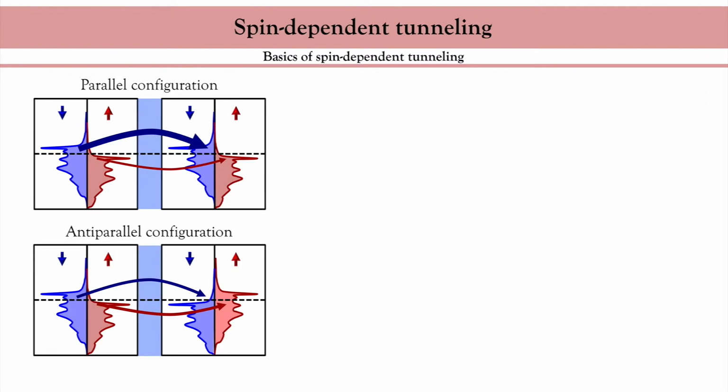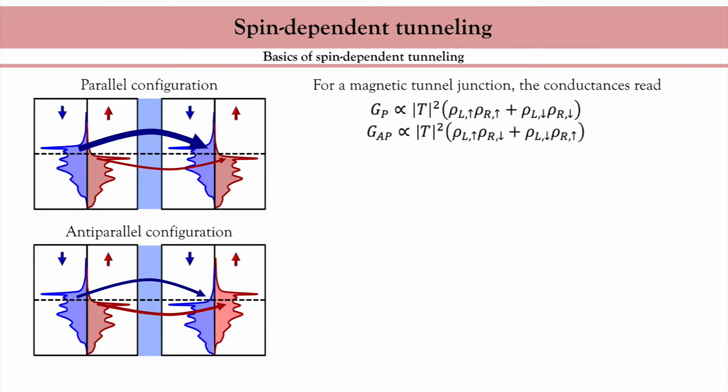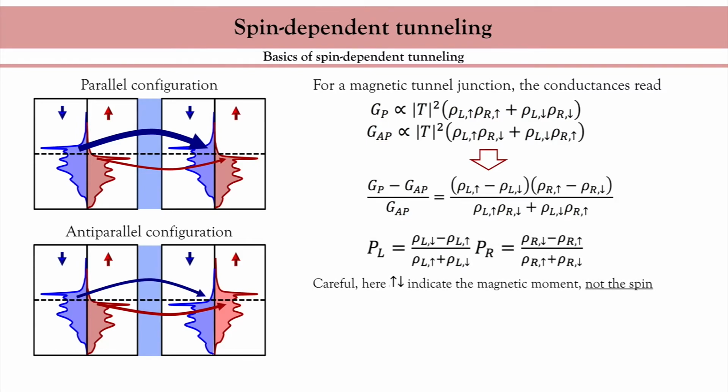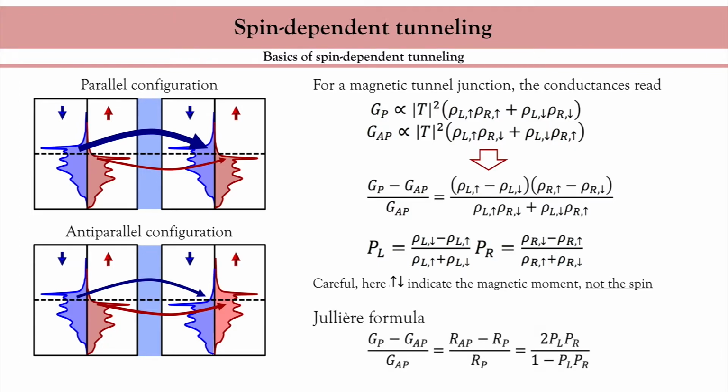We have spin polarized density of states on each side. So in the parallel configuration, the conductance is the sum of the product of the density of states for the same spin on each side. And in the anti-parallel configuration, this is the sum of the product of the density of states of opposite spins. This gives a formula for the magnetoresistance that can be expressed in terms of the polarization of the density of states in the left and right electrodes. Finally, I get what is known as the Julliere formula.